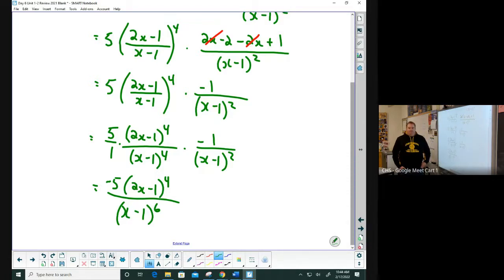Great question. Does it now match our answer? Yeah. You see the answer has just a -5 out front. I decided to make it as a fraction and put it on the top. But of course, either of those would be right.